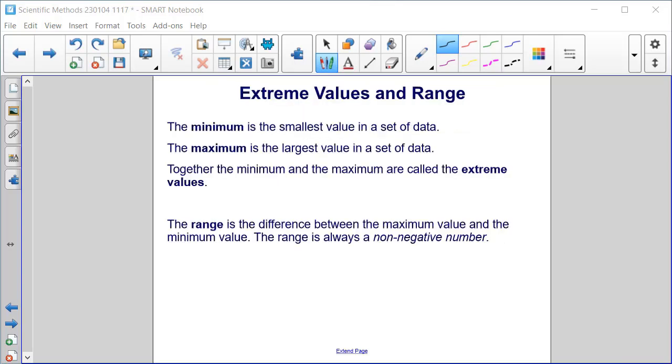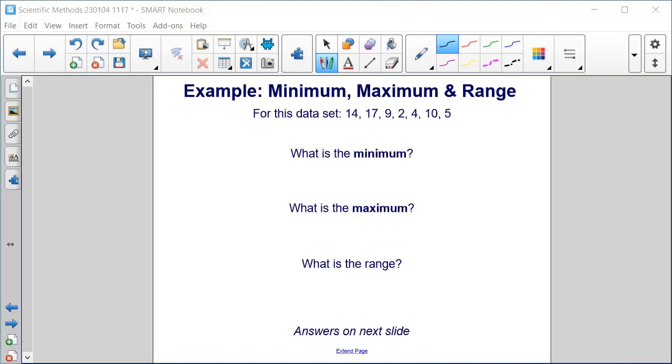Extreme values and range. The minimum is the smallest value in a set of data. The maximum is the largest value in a set of data. Together, the minimum and maximum are called the extreme values. The range is the difference between the maximum value and the minimum value and is always a non-negative number.